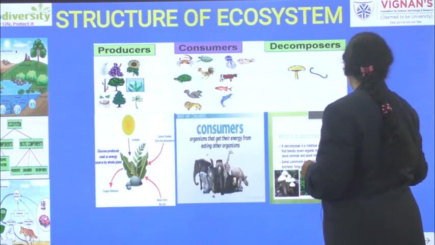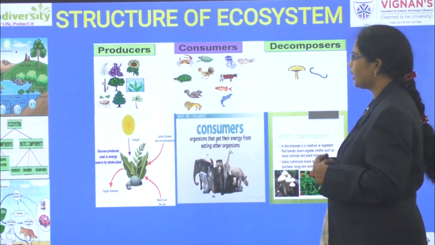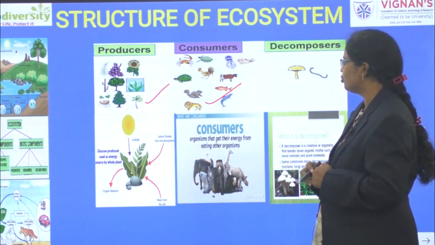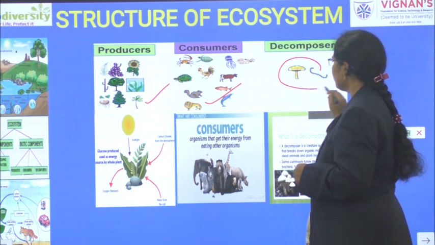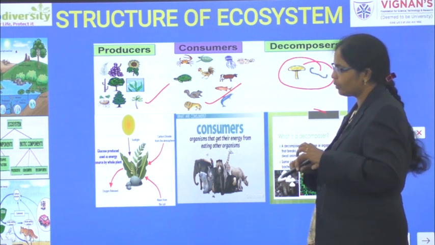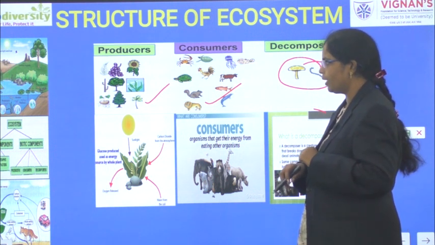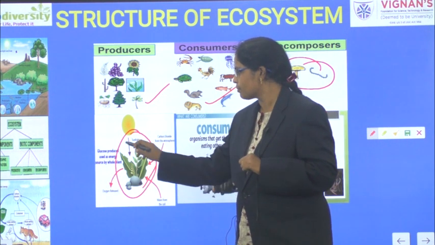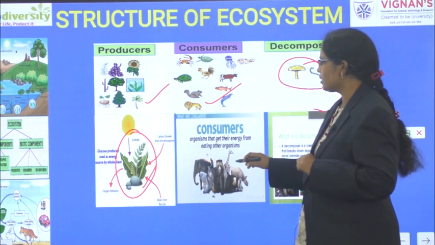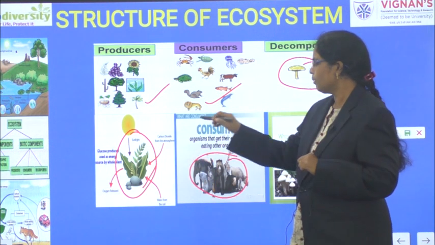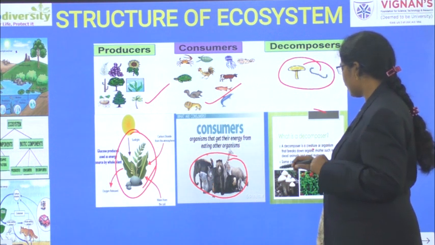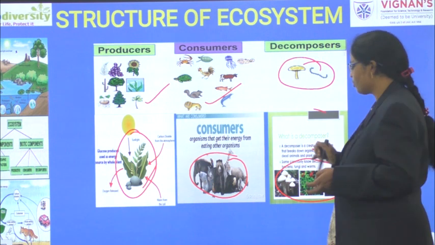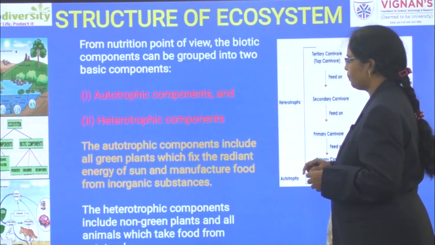Here you can see the diagrammatic representation of these categories: producers, plants, and then consumers, various animals. They consume this food material, and decomposers, nothing but microorganisms, decompose the dead and decaying organic matter. Here in this picture you can see plants preparing food material from sunlight, and animals consuming the energy from producers, and decomposers are nothing but fungi as well as bacteria. They decompose dead and decaying organic matter.